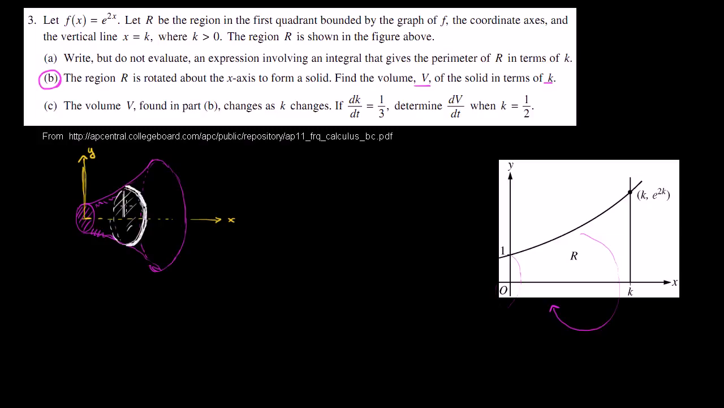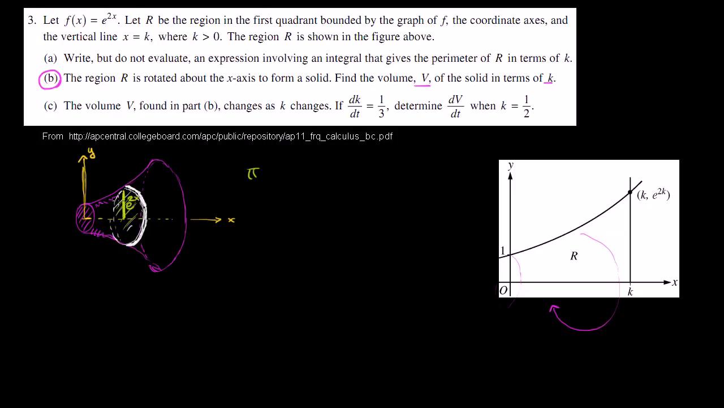Well, it's going to be the surface area of the disk times the depth. So what is the surface area? The area of a circle is pi times the radius squared. So it's going to be pi times, and what's this radius? Well, the radius is the height between the x-axis and the function. So this radius is e to the 2x power.